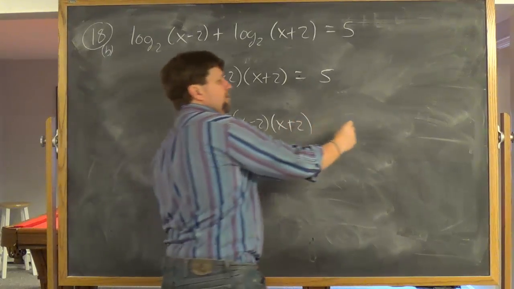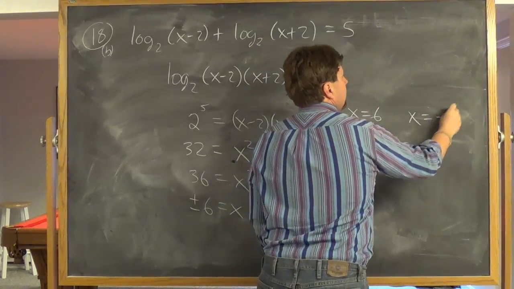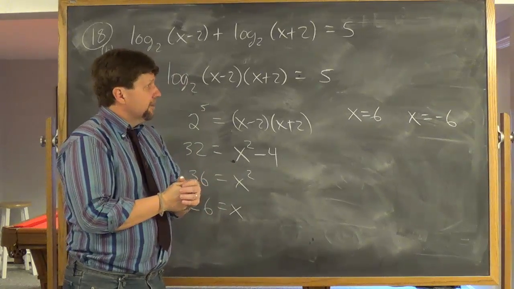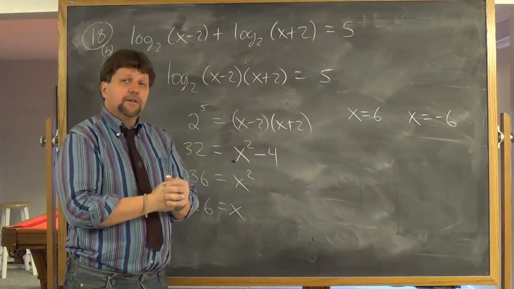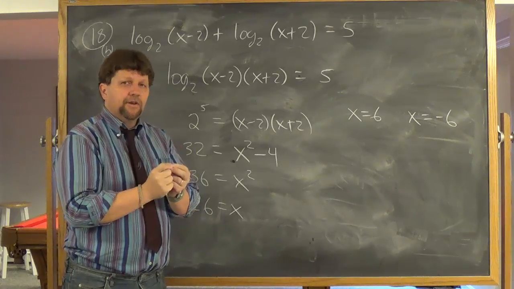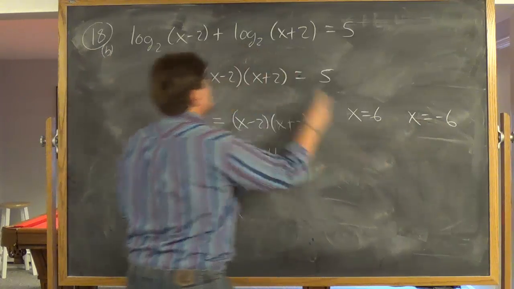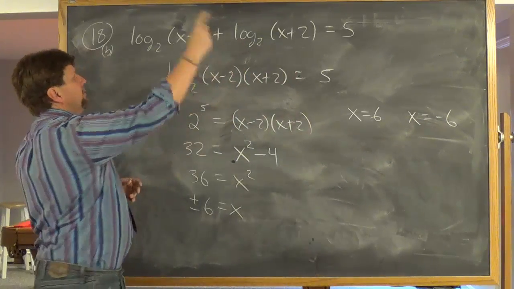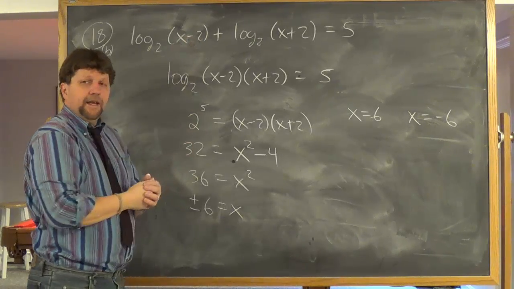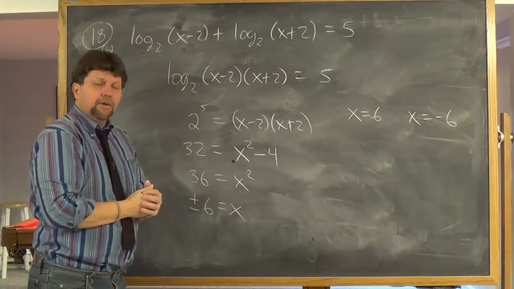So it looks like you have two solutions, x equals 6 and x equals negative 6. Looks like there are two solutions, but we only have one solution to this equation. You should at least do a very brief check of your answers. Look what happens if you put negative 6 in here for x. If you put negative 6 in here for x, negative 6 minus 2 is negative 8. Can you take the log of a negative number?